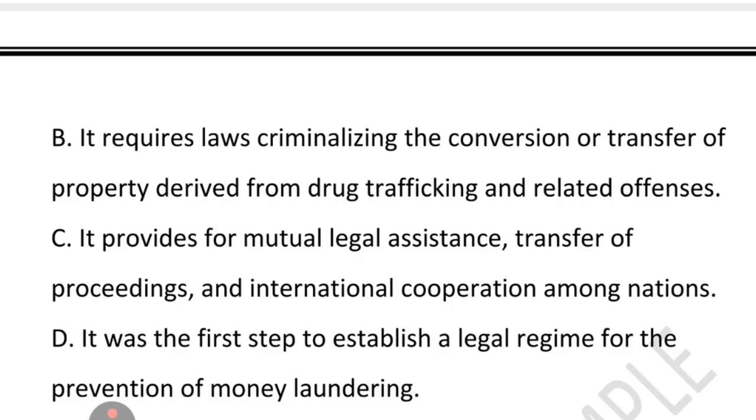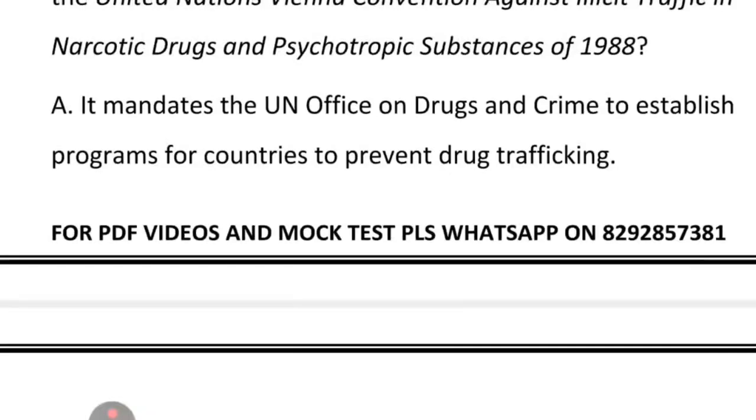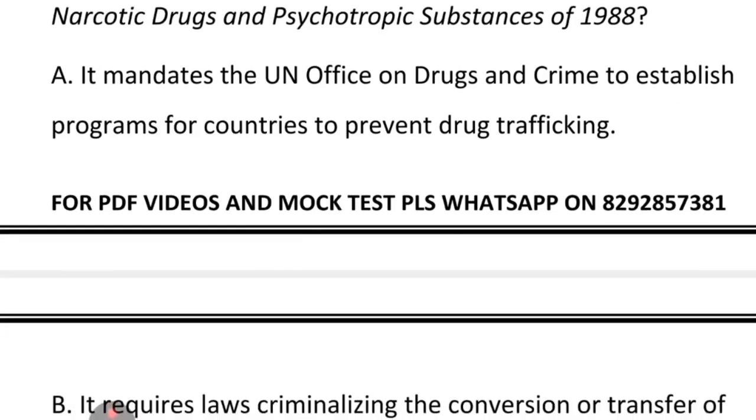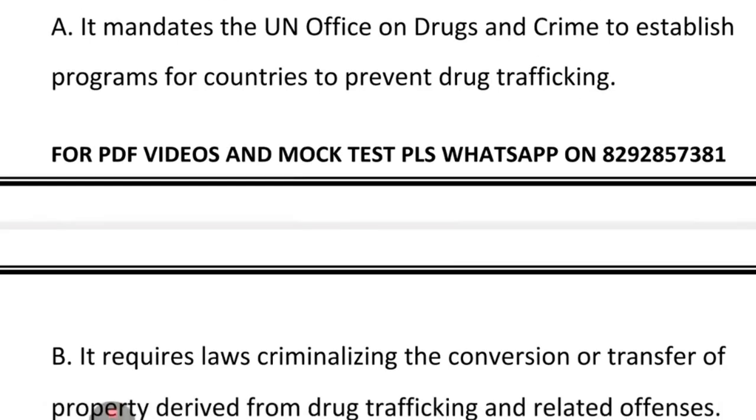So let's see the options. Option A suggests that it mandates the UN Office on Drugs and Crime, that is called UNODC, to establish programs for countries to prevent drug trafficking. Is it true? Yes. What does this mean? That UNODC was tasked to create anti-drug programs for the nations. For example, training police to track drug cartels. It's like a global coach helping countries fight drug crime. What about option B?